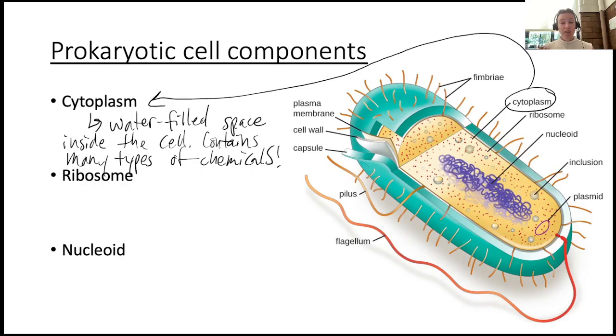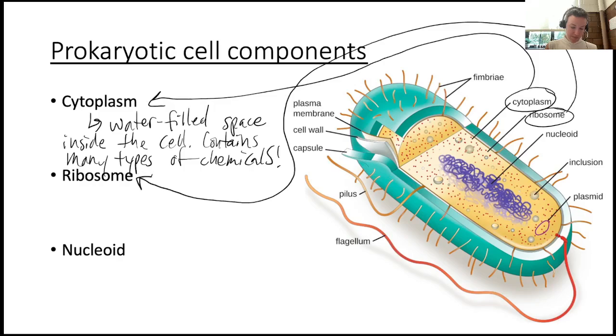All of these little red dots that you can see inside of the cytoplasm, those are ribosomes. And so a ribosome is one type of important protein inside of cells. And this protein's job is to convert RNA to protein, which we learned about during the central dogma.